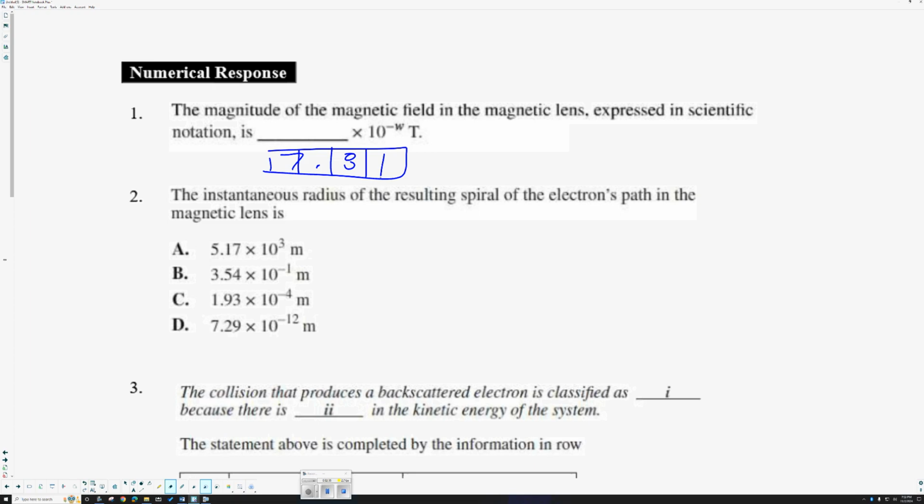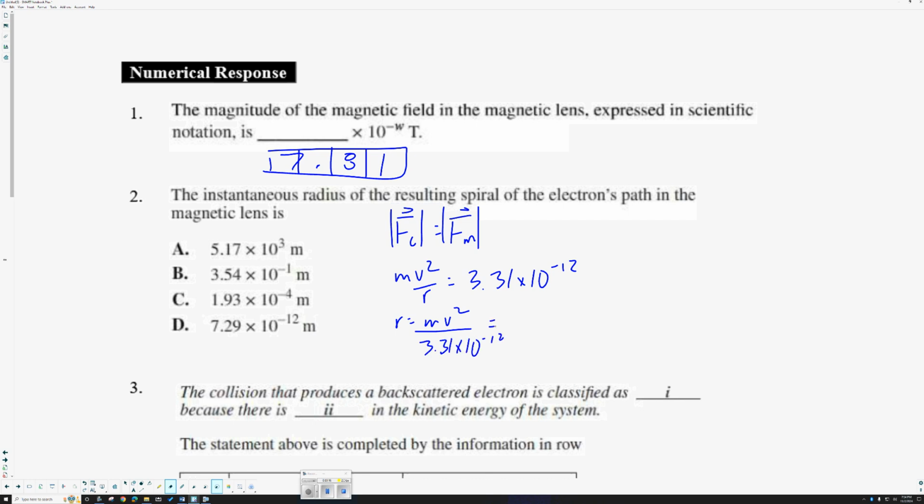The radius of the resulting spiral of the electron's path. Well, normally when we see radius, talking about a charged particle moving in a circle, we're going to do Fc equals Fm, right? mv squared over r equals qvB. Except in this case, we already know what qvB is. So we are just going to say mv squared over r is equal to 3.31 times 10 to the negative 12, the magnetic force that we had already found before the last question. Let's rearrange this to solve for r. r goes up, 3.31 goes down. I get mv squared over 3.31 times 10 to the negative 12.